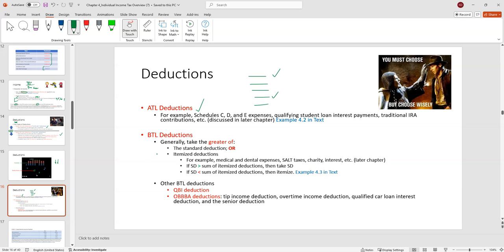With regard to below the line deductions, there's really kind of three of them that you have to be aware of. 1, 2, and 3, right? Don't mix these all up, right? Keep it straight in your head. The first one, right, is kind of a fork in the road, right? You have to, like Indiana Jones, choose wisely, right?